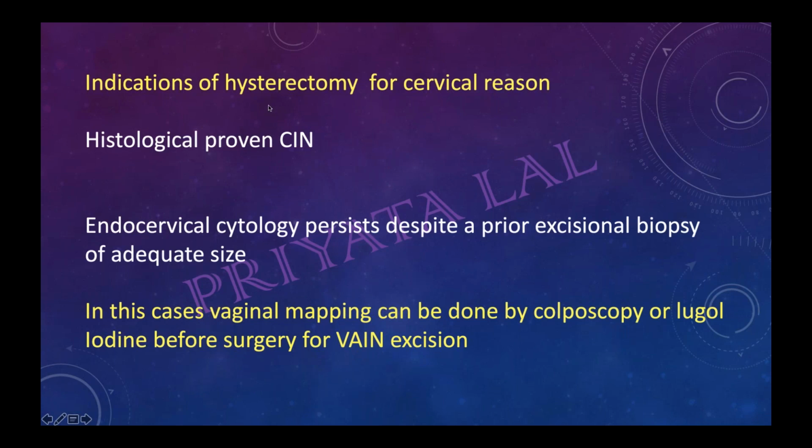So if you are doing hysterectomy for any cervical lesion, and you have any suspicion, then at the time of surgery vaginal mapping can be done with iodine, because if any VAIN lesion is there, it can be taken care of at the same time, it being a multifocal disease.